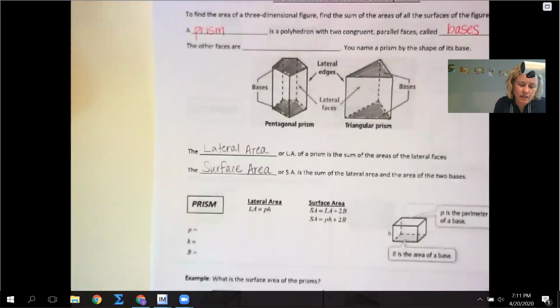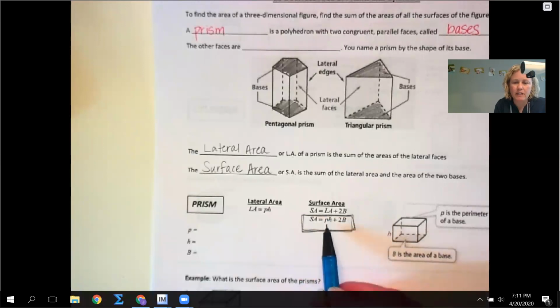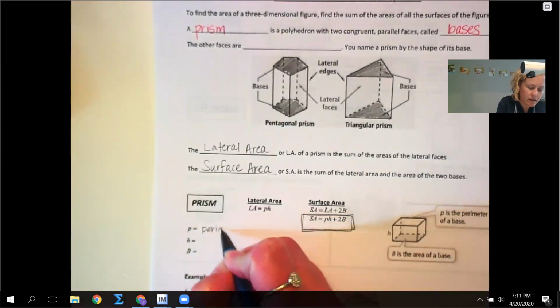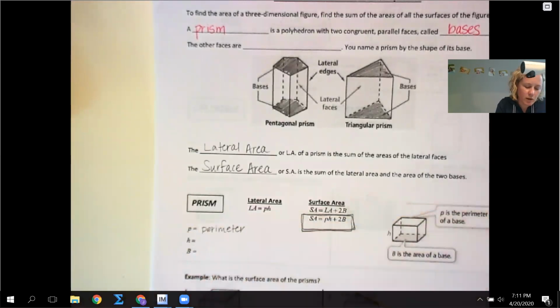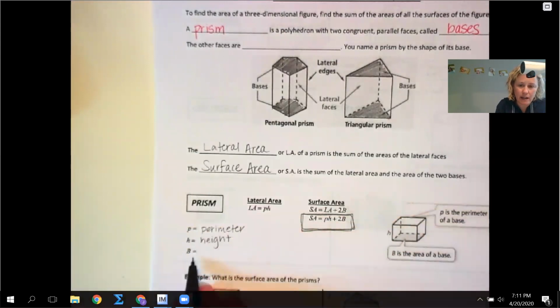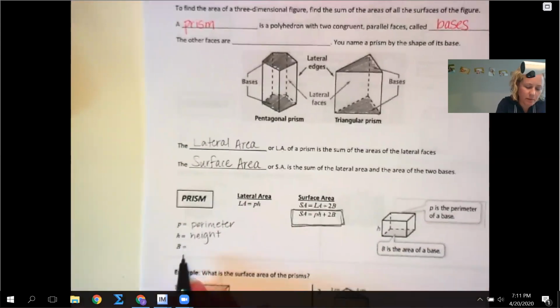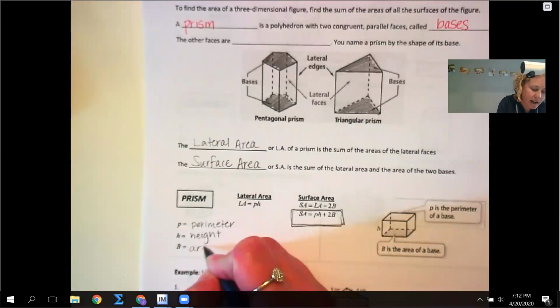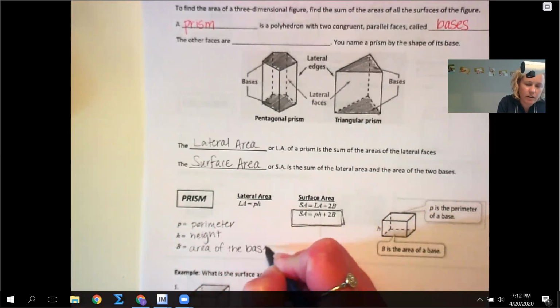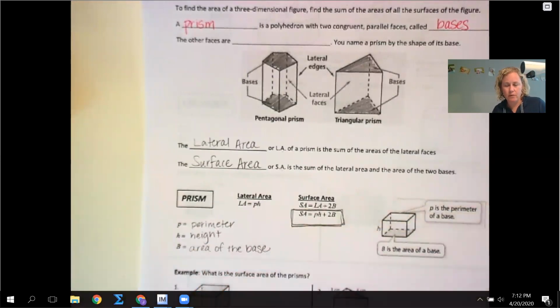Okay, so here is our formula for surface area. Surface area is PH plus 2B. Again, P is for perimeter, H is for height, and capital B, we talked about this with volume, capital B is area of the base. Area of the base, okay?